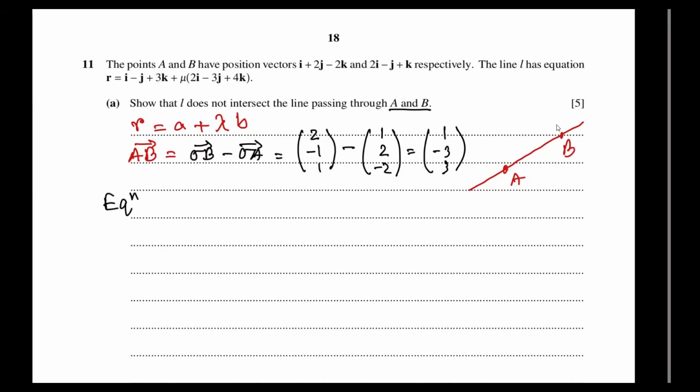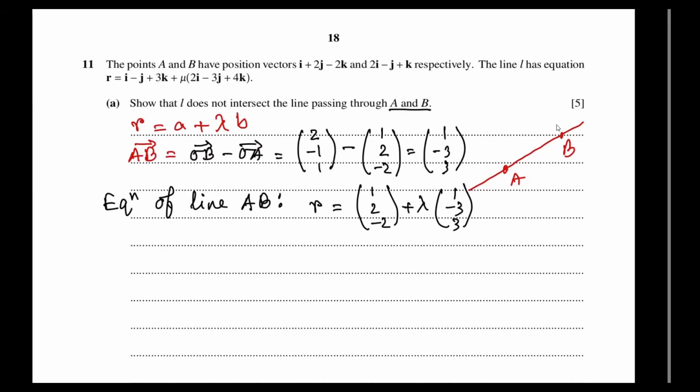Equation of line AB is r = A, one of the points as the position vector. Let's consider the first point, (1, 2, -2) plus lambda into B, (1, -3, 3). Now, we have to show that these two lines, AB and L, do not intersect.